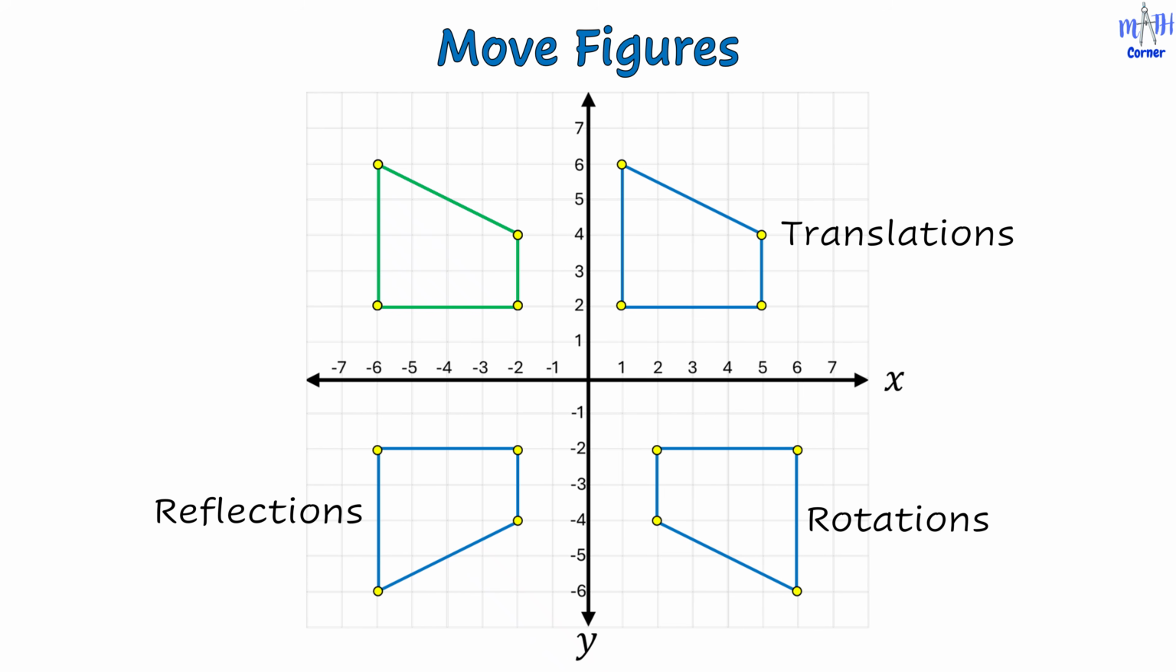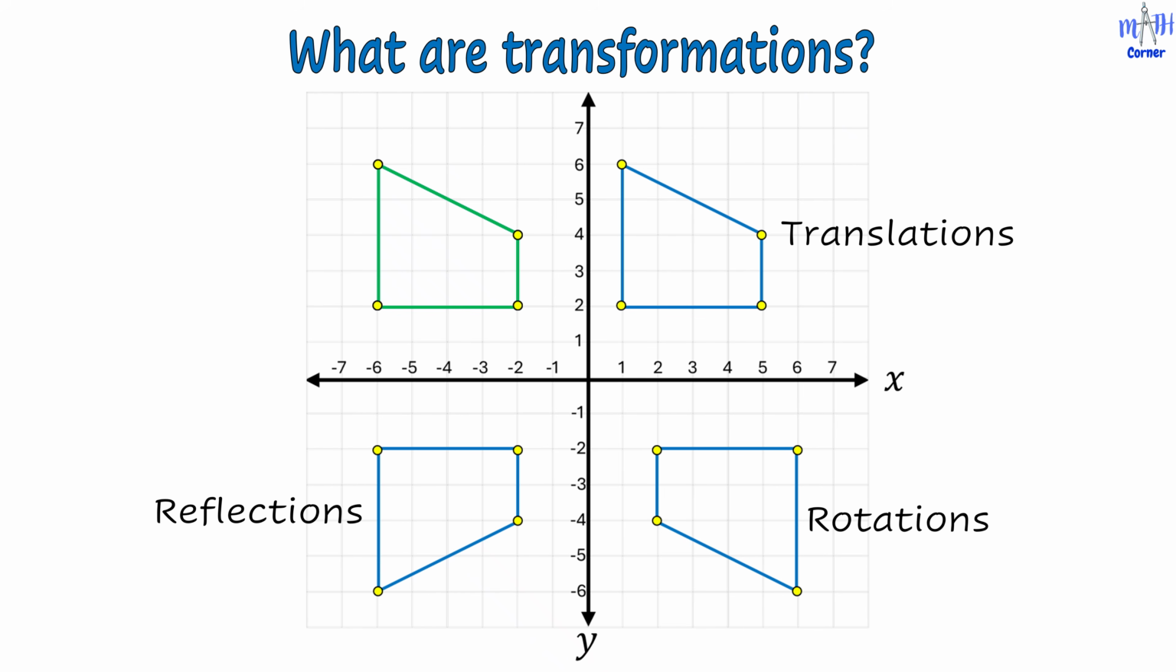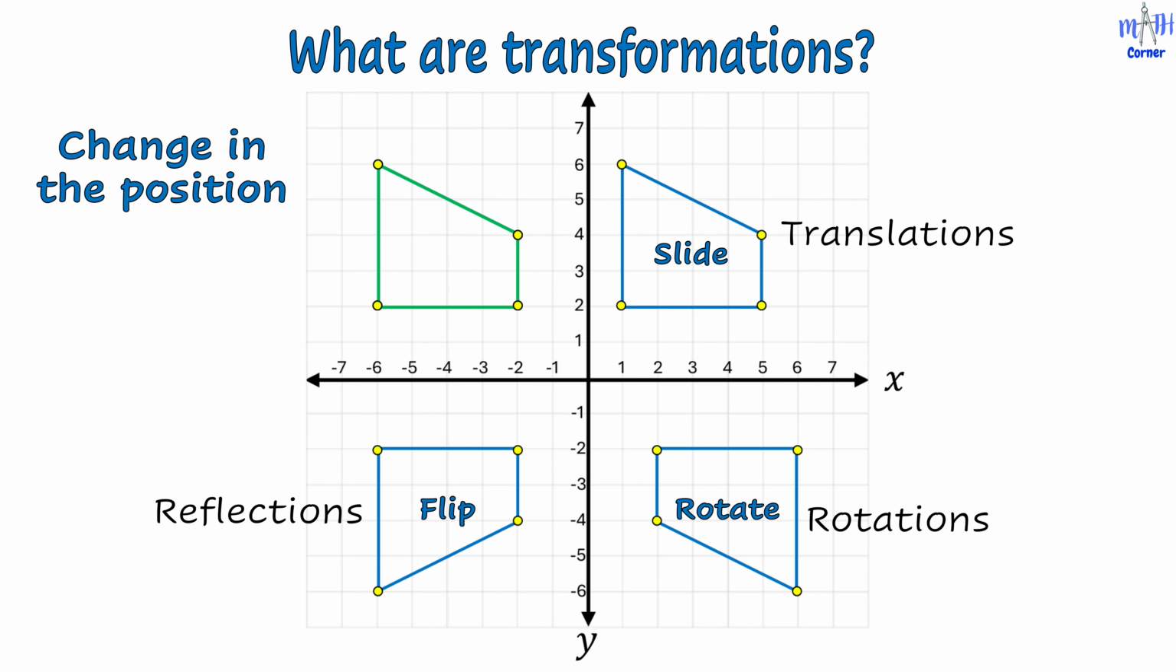Let's begin. What are transformations? A transformation is simply a change in the position of a figure. The figure can slide, flip, or rotate. We will focus on 3 transformations. Number 1, translation. Number 2, reflection. And number 3, rotation. We will use coordinates to describe every movement.